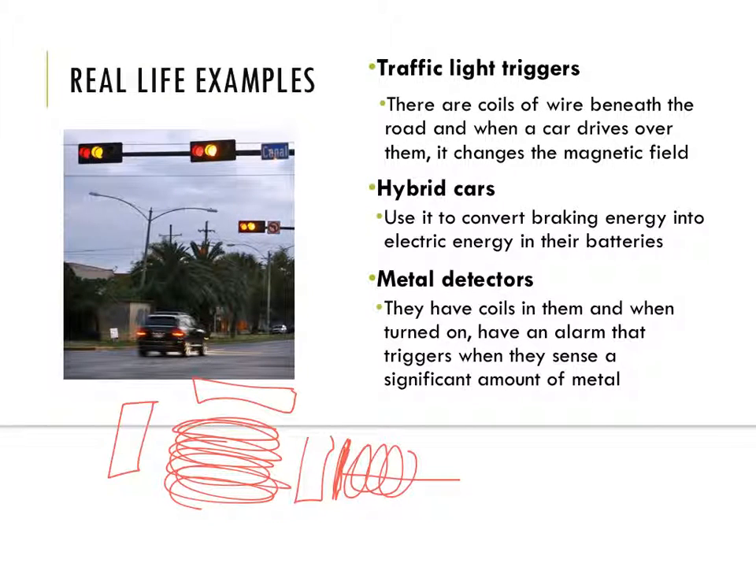So thanks a lot, Michael Faraday. Life is pretty convenient because of you, and that simple idea that a magnet in and out of a coil of wire can create a voltage, which can create current of electricity.